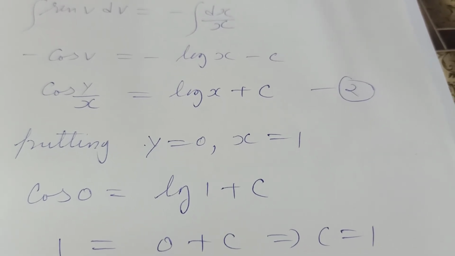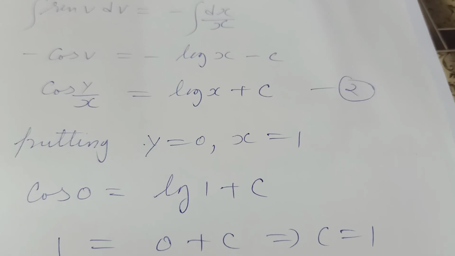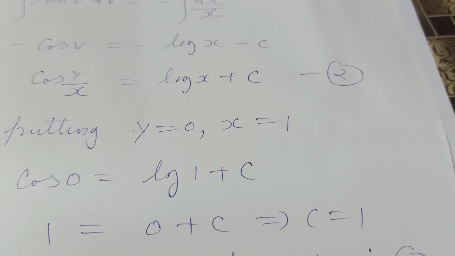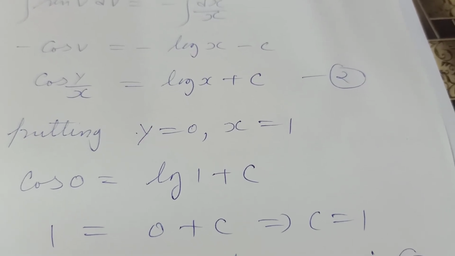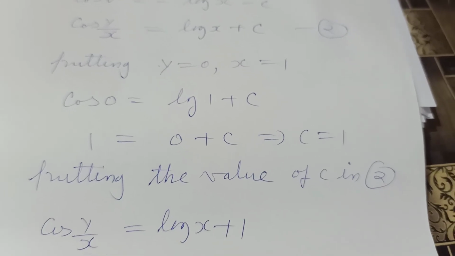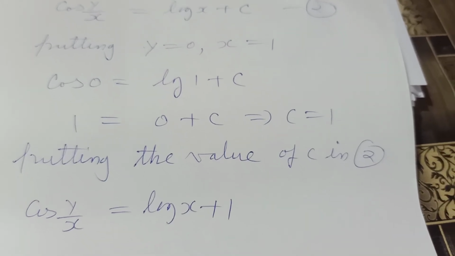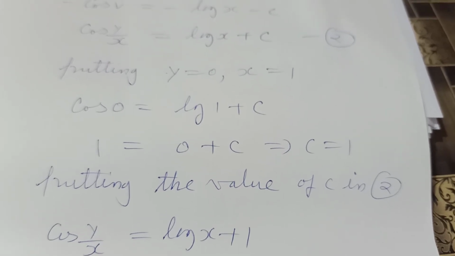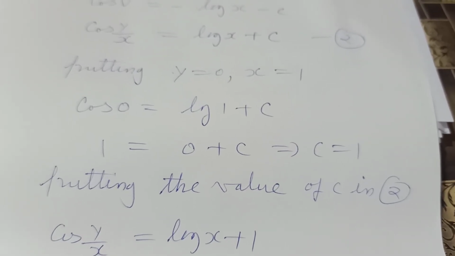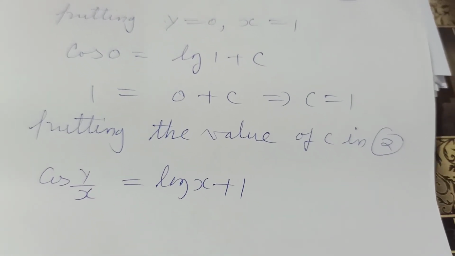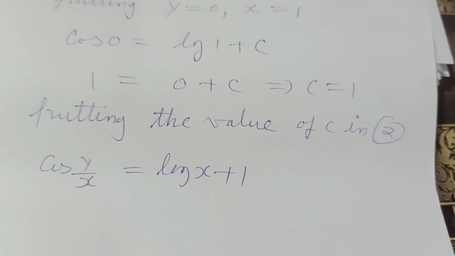Here we have taken the integration with a negative sign because all other quantities are negative. So we will get cos(y/x) equal to x plus c. We put y equal to 0 and x equal to 1. You will get cos 0 equal to log 1 plus c, that is 1 equal to 0 plus c, or c equals 1. If we put the value of c in the general solution, that is relation 2, we will get cos(y/x) equal to x plus 1. So this is our particular solution.